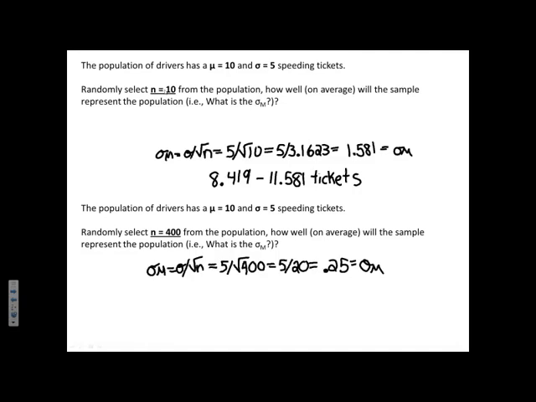So with a sample of 400 drivers, our estimate of the population average of speeding tickets would be off on average by plus or minus 0.25 points. Or in other words, we would probably have a sample mean from this sample anywhere between 9.75 to 10.25 tickets.